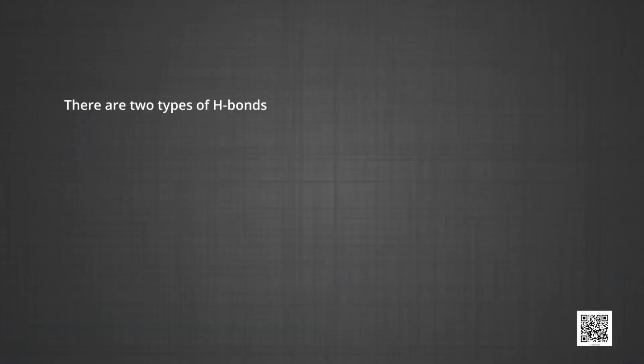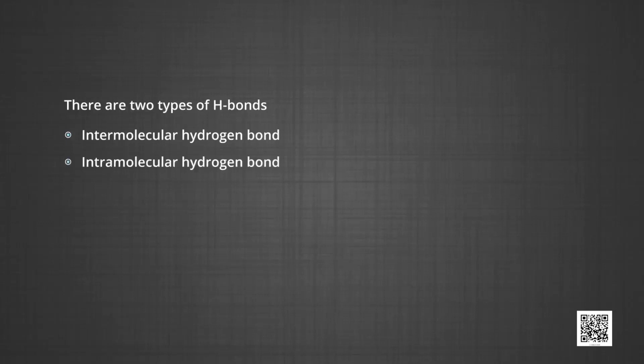Now, let us discuss the types of hydrogen bond. There are two types of hydrogen bonds. The first one is intermolecular hydrogen bond. The second one is intramolecular hydrogen bond. Let's discuss each one by one.